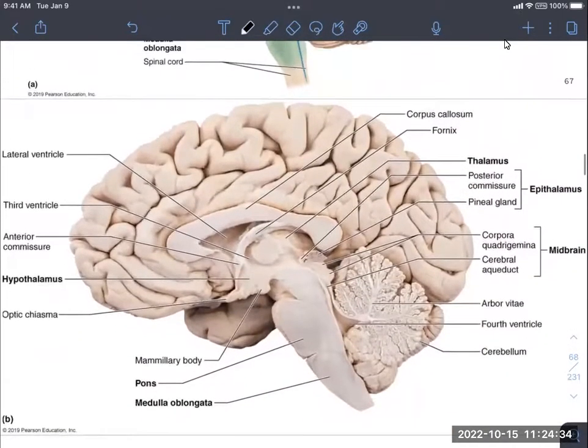Here it is on a real brain. And you have that hypothalamus, the thalamus, and the epithalamus. Part of that thalamus, or hypothalamus. That thalamus in here. Even that epithalamus back here. That makes up all of that.